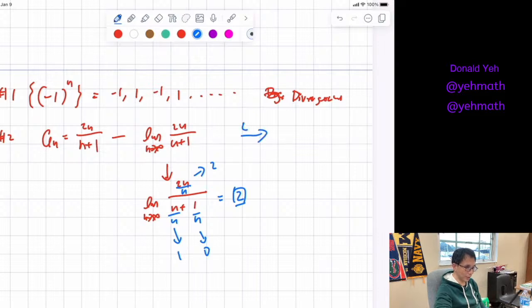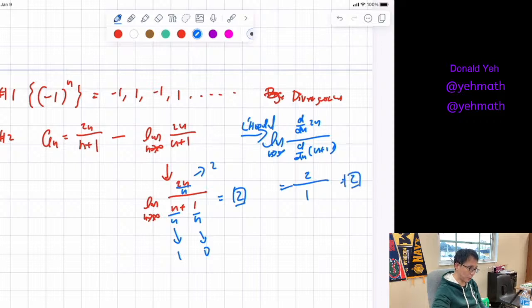The second way is via L'Hopital's rule. Since it is indeterminate, infinity over infinity, I can take d/dn of 2n over d/dn of n plus 1, with the limit as n approaches infinity. So that's going to be 2 over 1, which is equal to 2. So regardless of which way, you're still going to get 2 through separate ways of approaching the limit.